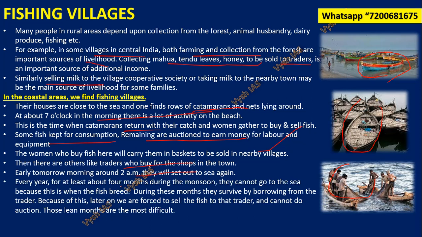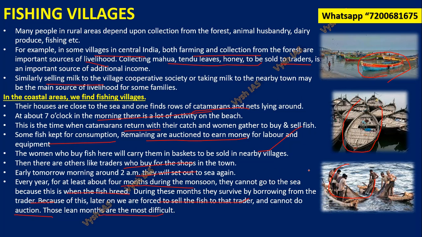Okay, so every year for at least about 4 months during the monsoon, they cannot go to the sea, because this is when the fish breed. During these months, they survive by borrowing from the trader. Because of this, later on, they are forced to sell the fish to that trader itself and cannot do the auction. Okay, so that way also traders make money.